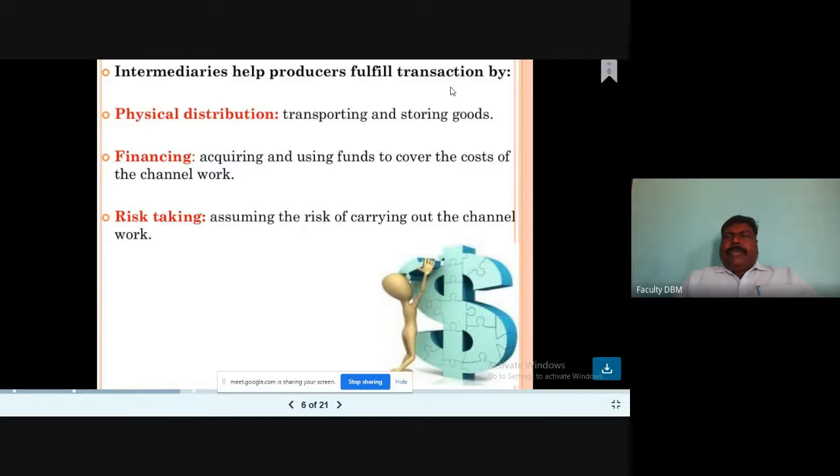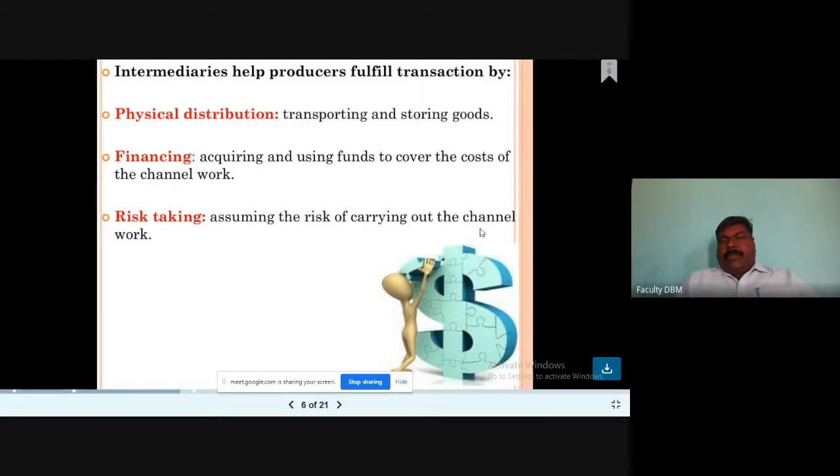Intermediaries help producers fulfill the transaction by physical distribution: transporting and storing the goods. So, physical distribution needs transport and a godown in order to store, because we cannot transport or distribute everything at once. So we need some storage space and a vehicle to carry those items. Financing, acquiring and using funds to cover the cost of channel work. Here, the main crux is financing: the cost involved in distributing the product through all the intermediaries and reaching the customer. So it is cost consuming. We have to check how much amount is needed in order to transport those goods.